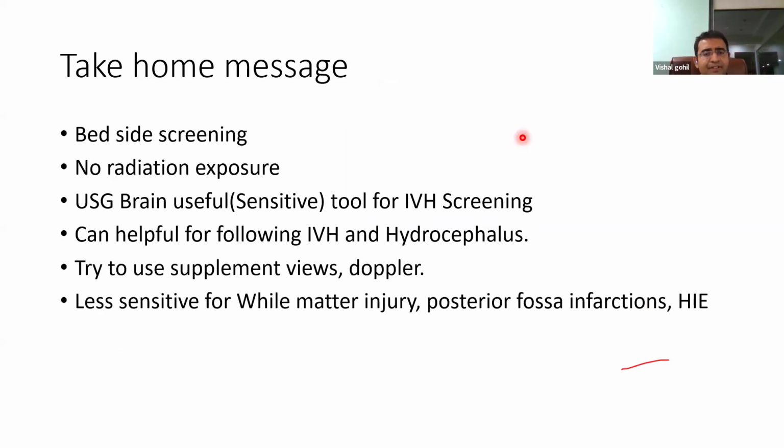Try to use the supplement view and the Doppler specifically to assess the MCA flow, or to rule out cerebral hemorrhage. We need to do the mastoid view. We need to do the posterior view to rule out certain artifacts. Of course, it is less sensitive for white matter injury, posterior fossa infarction, and HIE.